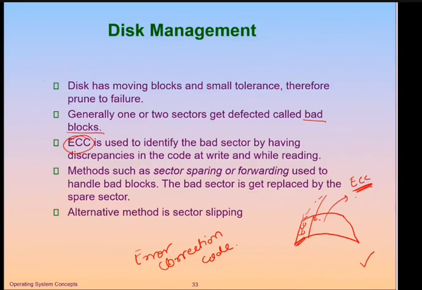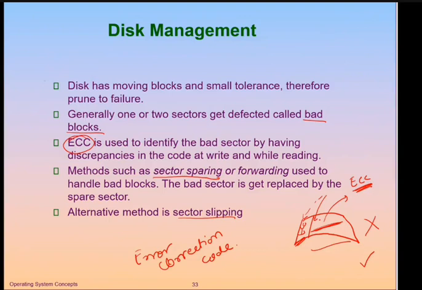If the codes do not match each other, it means some corruption has happened in the data area, and we declare the sector as a bad sector. Once the sector is declared a bad sector, the operating system will keep a record of such bad sectors, and it will follow some method like the sector sparing method or sector slipping method to make a copy of the remaining data which is available on that sector.